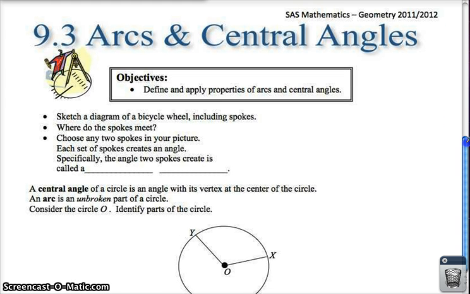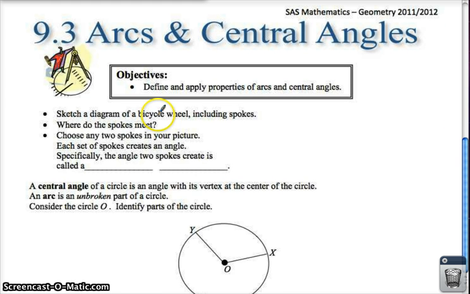So if we look at this, sketch a diagram of a bicycle wheel including spokes. Where do the spokes meet? So what does a bicycle wheel look like? So here's our bicycle wheel. Let's get rid of this part here. Then we have our center in there, and the spokes usually come out from the center. My pen's a little off, so they're not so even.